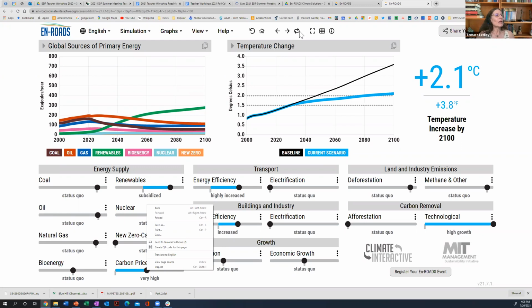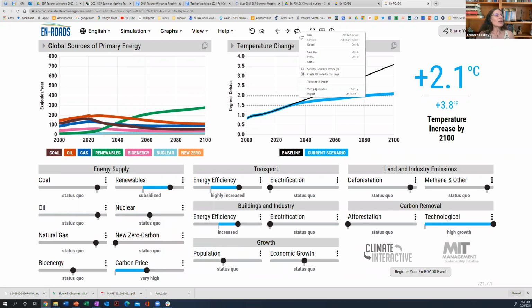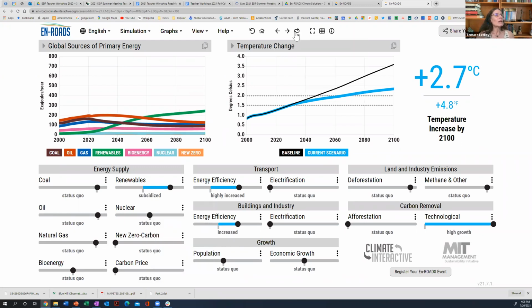So when I implemented the carbon tax and hit replay, you can see that all of those, the red, brown, and blue lines went down and the renewable energy went up, and that got us down to 2.1. So we're getting close.